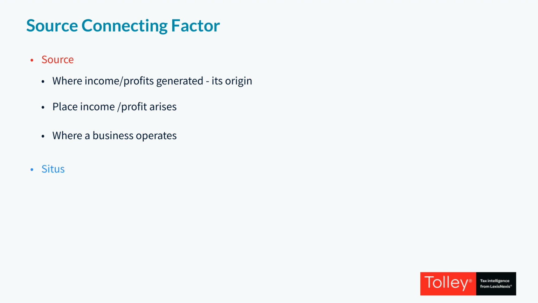Whereas situs refers to the place where an asset is based or located. Typically, situs relates to tangible assets and refers to their physical location. For example, a property is sited in the country where the property is actually based, where it has been built. If rental income is earned on that property, we tend to find it is treated as arising in the same country where the property is sited.